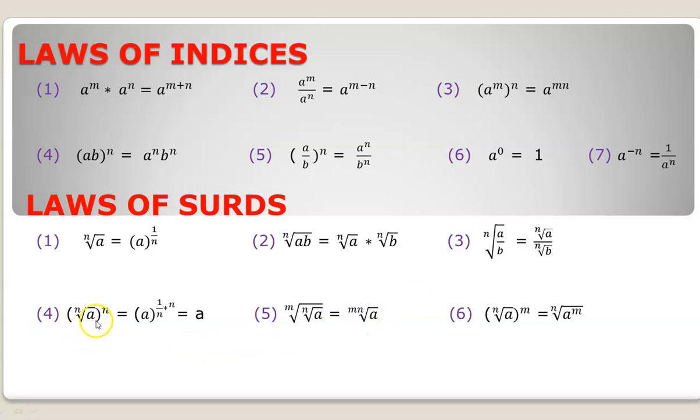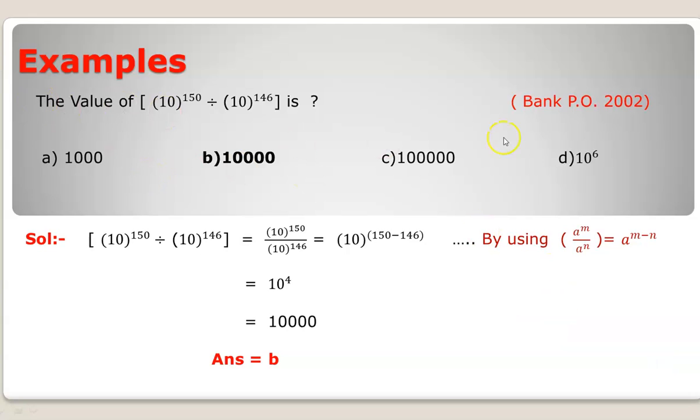Next is nth root of a to the power n, which is equal to, again the same, so the surd can be written in fractional form. So a to the power 1 upon n into n, which is equal to a. So the n gets cancelled, and it is equal to a. So nth root of the mth root of a is equal to, multiplying both roots, mn root of a. And the last one is nth root of a to the power m, which is equal to nth root of a to the power m.